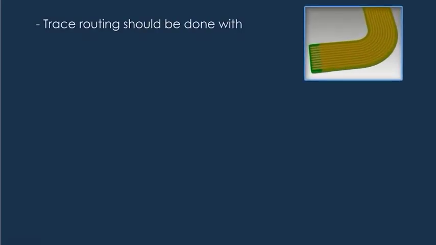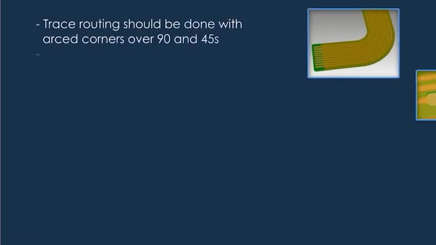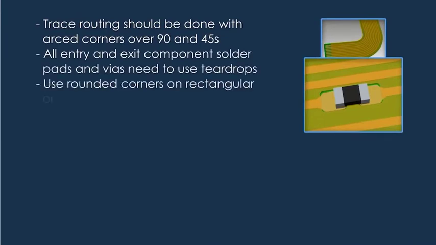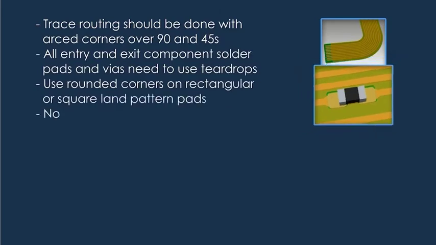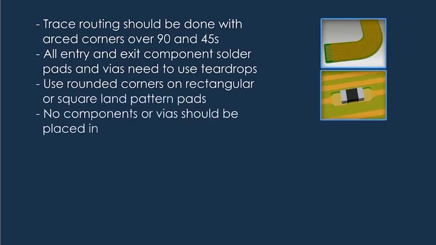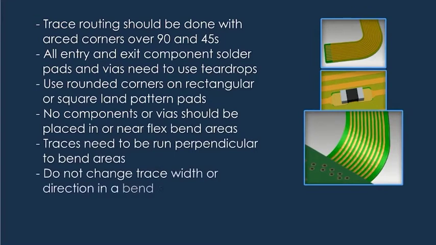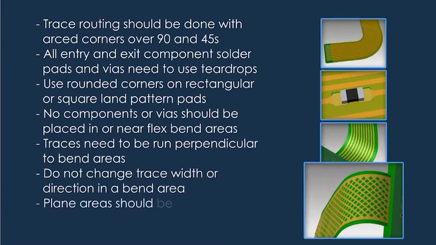Trace routing should be done with arced corners. All entry and exit component solder pads and vias need to be teardropped. Use rounded corners on all rectangular or square land patterns. No components or vias should be placed in or near flex bend areas. Traces need to be run perpendicular to bend areas. Do not change trace width or direction in a bend area. And plane areas should be hatched to reduce copper area on the entire flex.